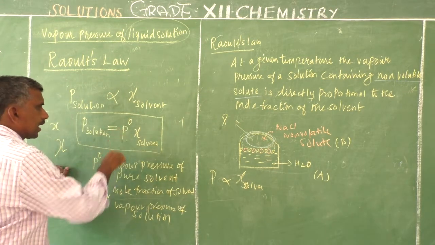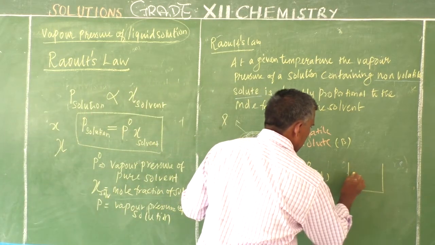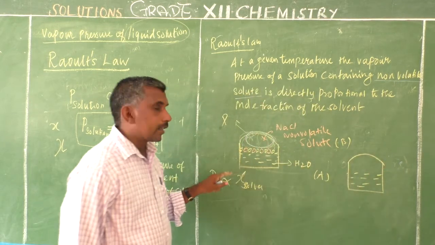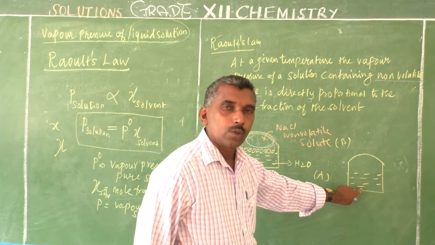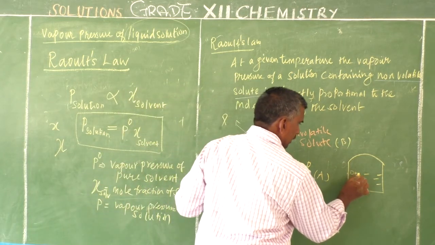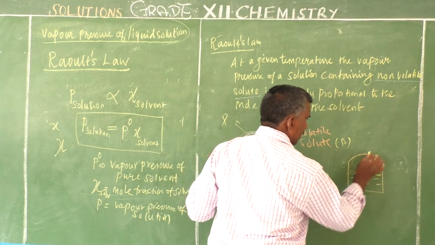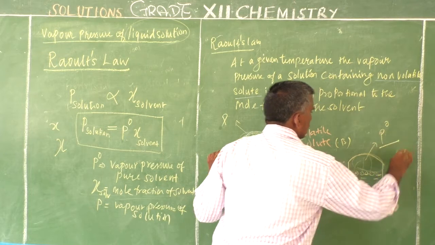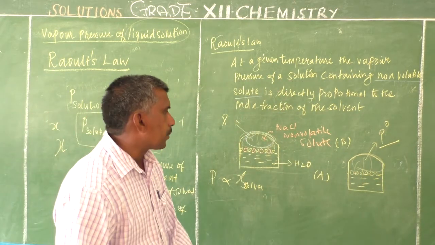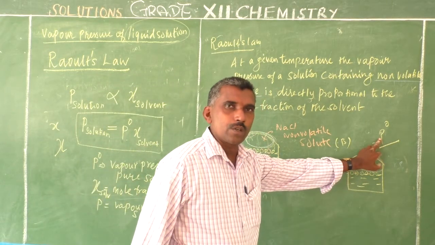P0 is the pure solvent. That is the meaning of the zero. This is water, no solute, only pure solvent. Pure solvent molecules evaporate to form this vapor pressure. This is the pure solvent vapor pressure. In the absence of solute, the vapor pressure is that of the pure solvent.